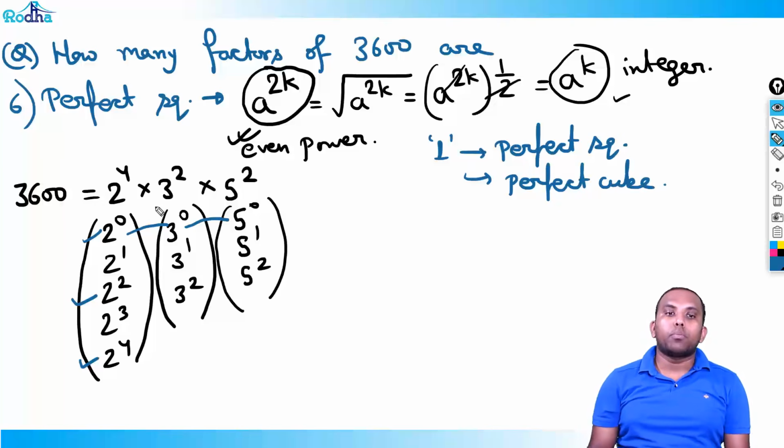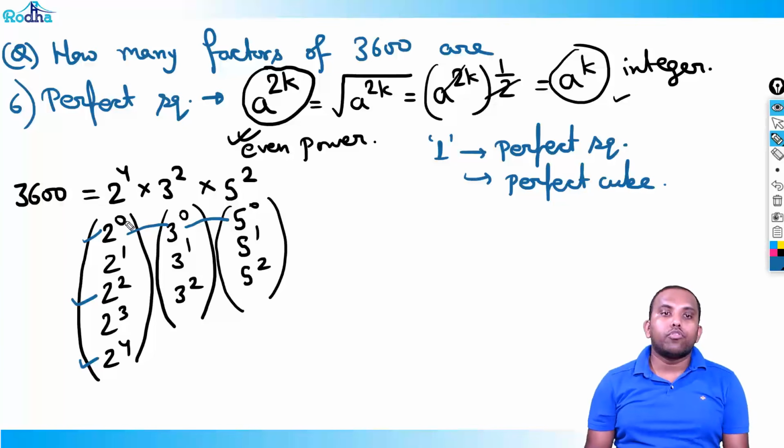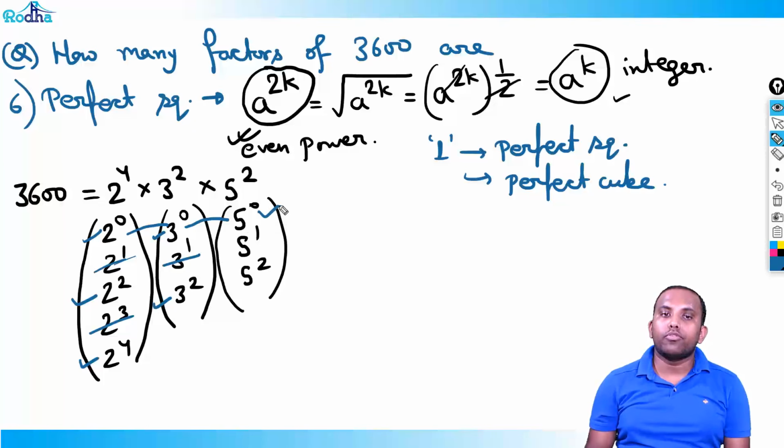So I have to pick this 0, 0. From the first bracket I can pick these 3 terms. I can't pick these 2 terms, 2 to 1 and 2 cube, as they have odd powers and will not give me a perfect square. Now from the second bracket I can pick 3 to 0 and 3 square. I can't pick 3 to 1, again odd power. From the third bracket also I can pick 5 to 0 and 5 square. I can't pick 5 to 1, odd power, right?